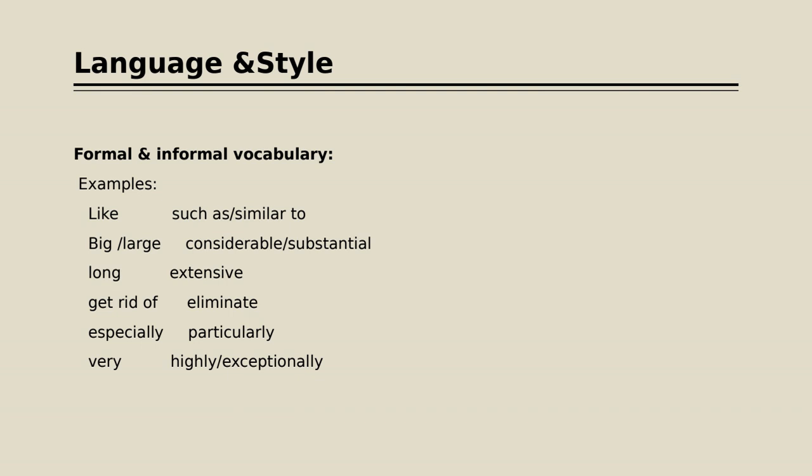For example, instead of using like, use such as, similar to. Instead of using large or big, you can use considerable, substantial. Instead of using long, extensive. Get rid of phrasal verbs and particles, which are not allowed in academic writing. We use elevated, advanced language, as one of you mentioned here. And instead of saying very, you can say highly, exceptionally, and so forth. So this is what we mean by formal.